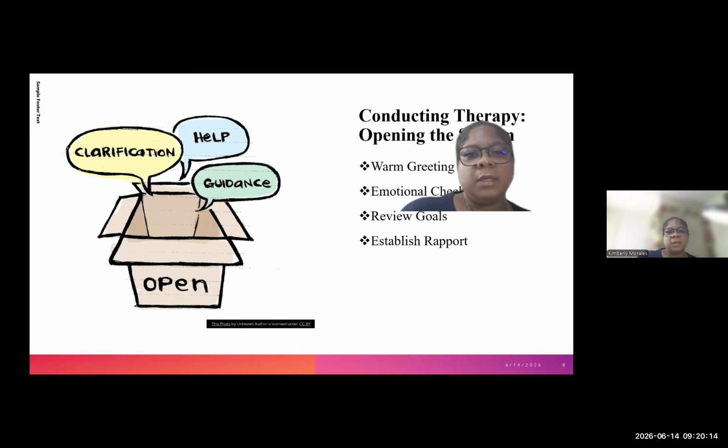Conducting therapy, opening the session includes warm greeting, emotional checking, reviewing goals, and establishing rapport. Warmth and empathy are shown at the start of the session. The client can feel seen and supported with a simple emotional check-in. Genuineness and respect are crucial in early relationships, according to Shan 2018. The tone for cooperation is established at this point.